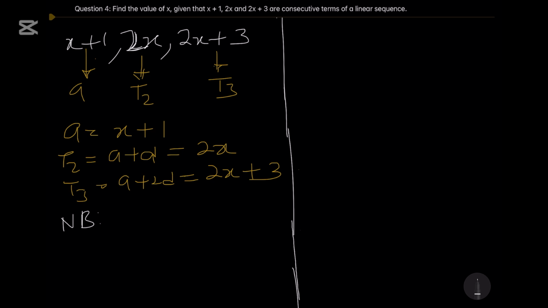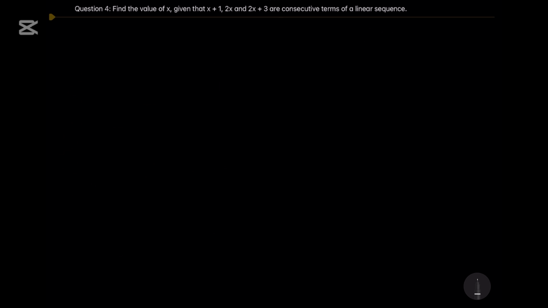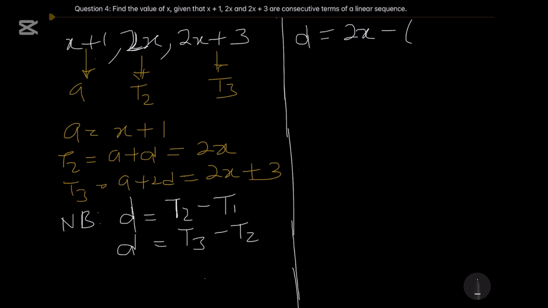Now note, we already know that our common difference, which is our D, is the difference between the second term and the first term, the third term and the second term, and like that. That is, our common difference is the difference between T2 and T1, which is also the same thing as T3 minus T2. So the difference between the second and the first will be 2x minus x plus 1.